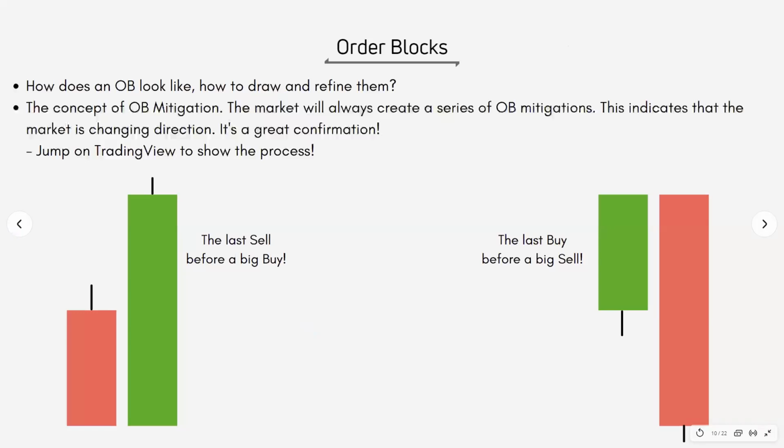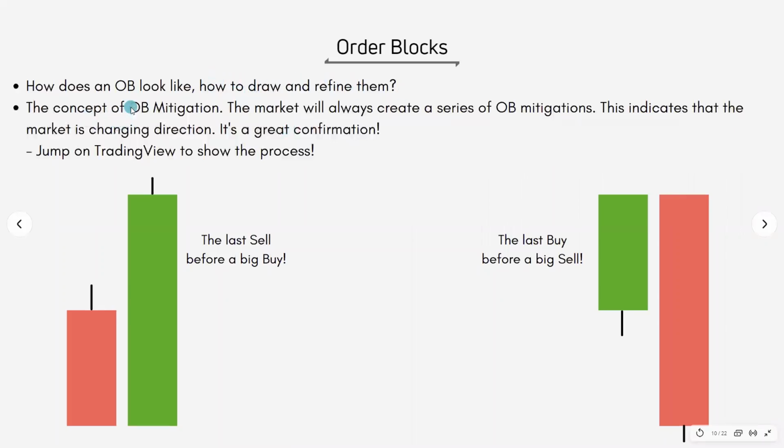I just sometimes on live trading get confused on lower time frame as to where the rest OB should be to enter the trades. Yeah, okay, let's just go to the examples. I'm gonna try to explain everything. So how does an order block look like? How to draw and refine them? I'm just gonna jump on the charts right now.